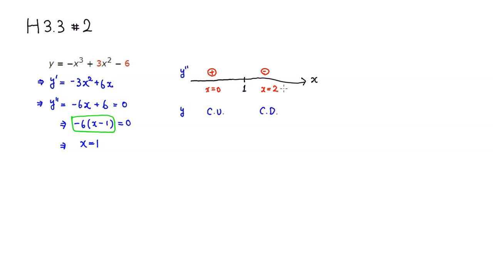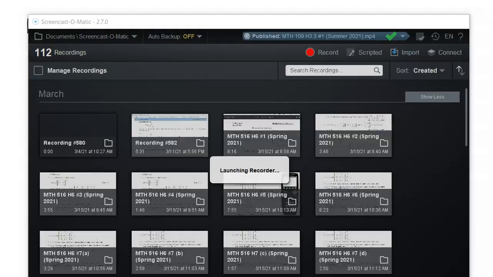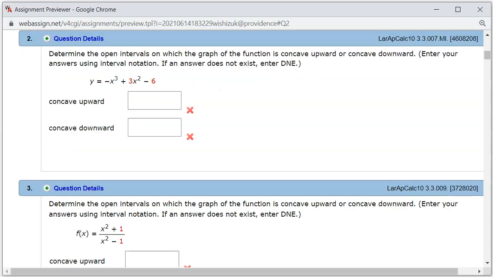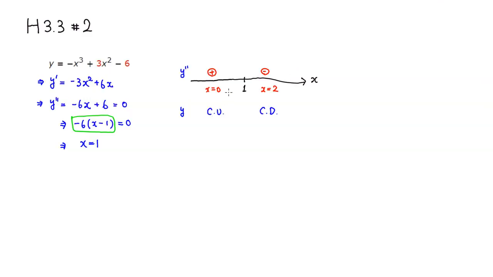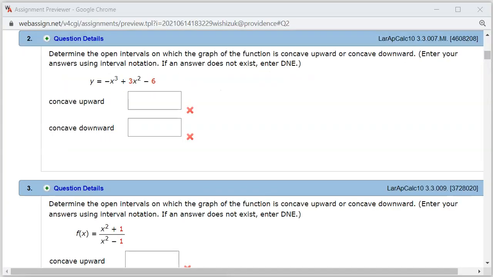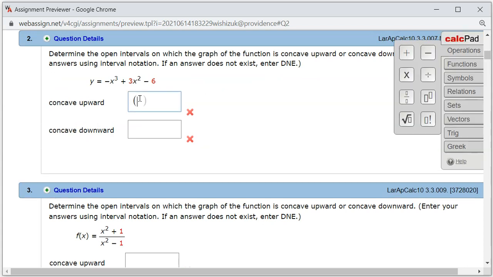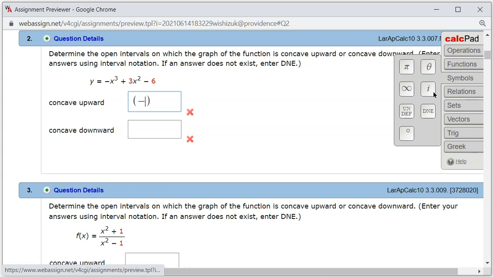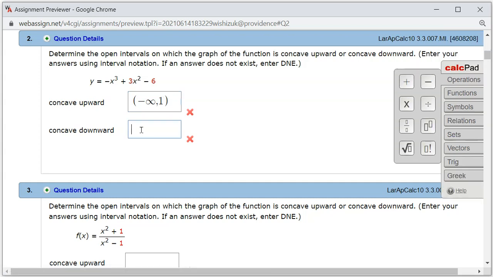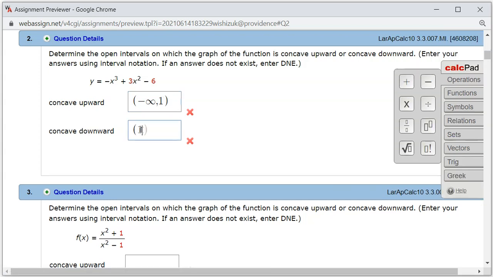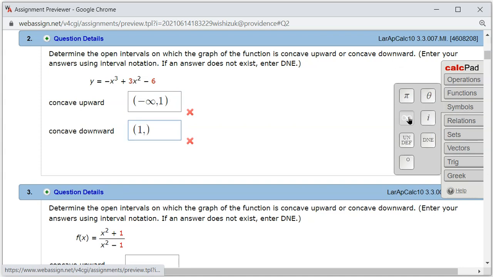All right, so let's type it in. So you have concave upward. I forgot that it's upward before 1. So it's going to go from negative infinity to 1, using the symbol for negative infinity. And then concave downward, starting from 1 to infinity. So the symbol is here.